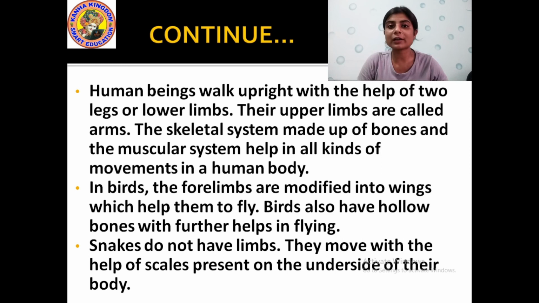And in birds the 4 limbs are modified into wings which help them to fly. Birds also have 4 limbs. 2 limbs are their legs and 2 limbs are their wings, the feathers, which help them to fly. When they want to sit or stand on a tree or branch, they use their lower limbs, that is the legs. And when they want to fly, they flap their wings. Yes or no? Birds also have hollow bones with feathers which help them in flying.